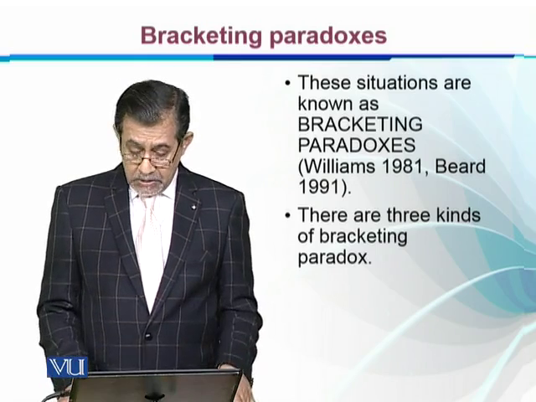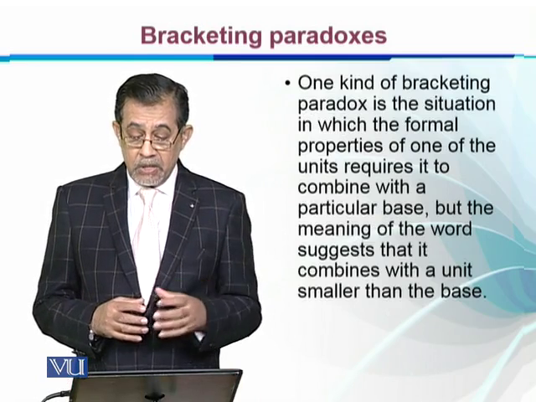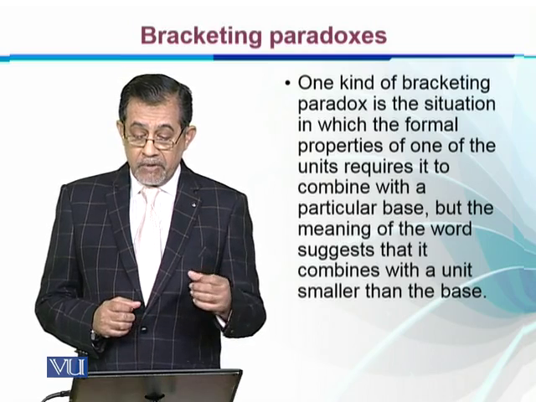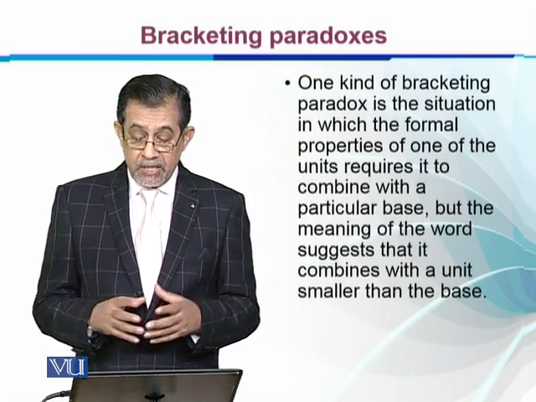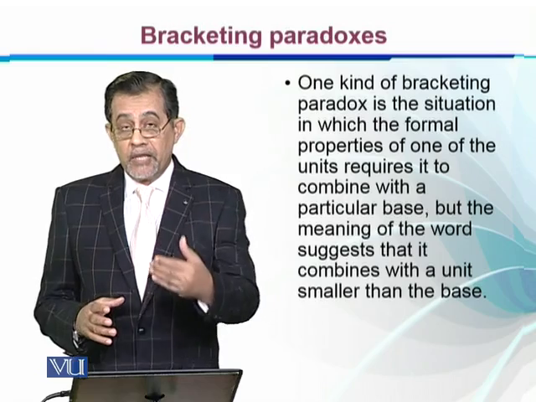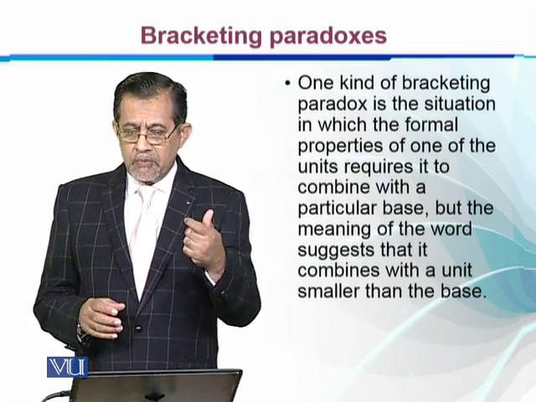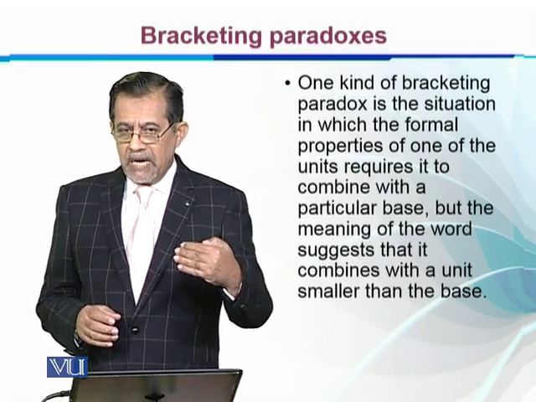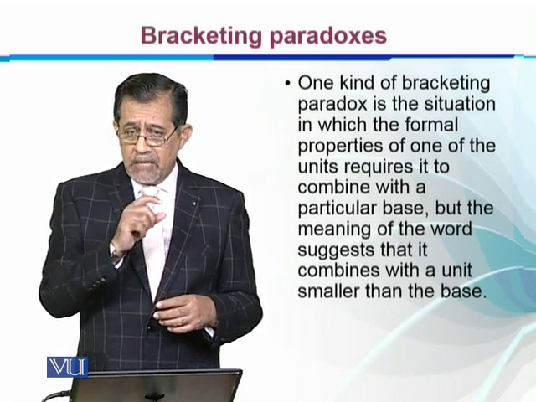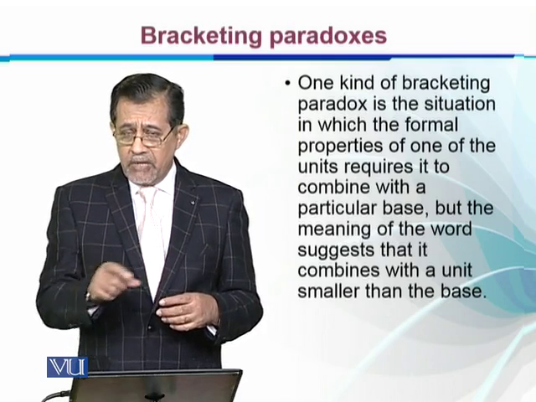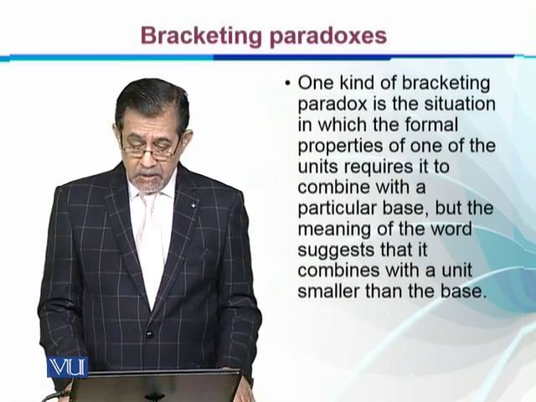bracketing paradox. One of the bracketing paradoxes is the situation in which the formal properties of one of the units require it to combine with a particular base, but the meaning of the word suggests that it combines with a unit smaller than the base. That is, we have a word and we know that this prefix should combine with this base, whereas actually the meaning suggests that it has combined with a unit smaller than the base. So this is something inconsistent.